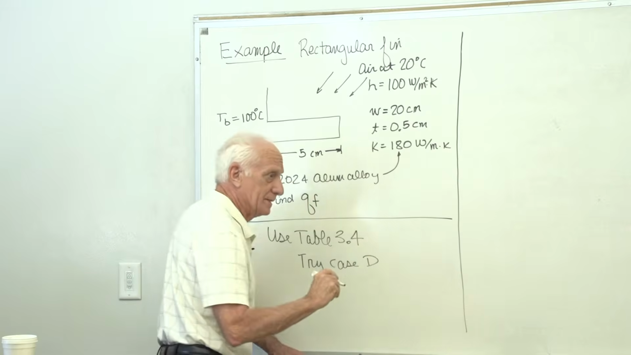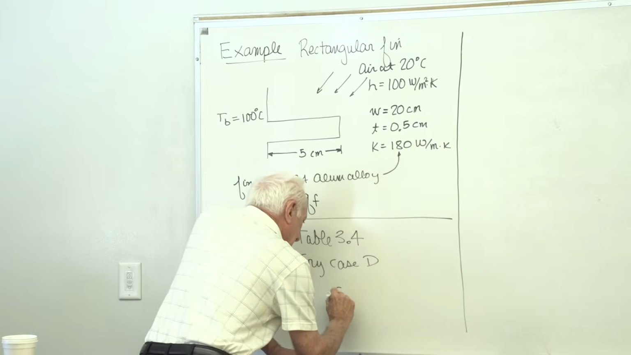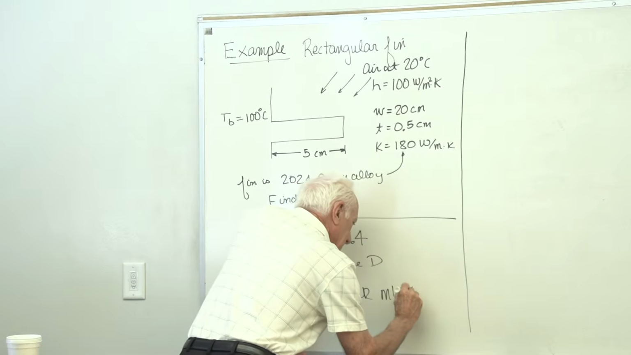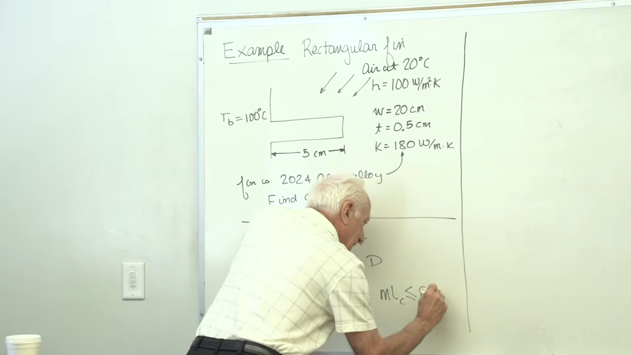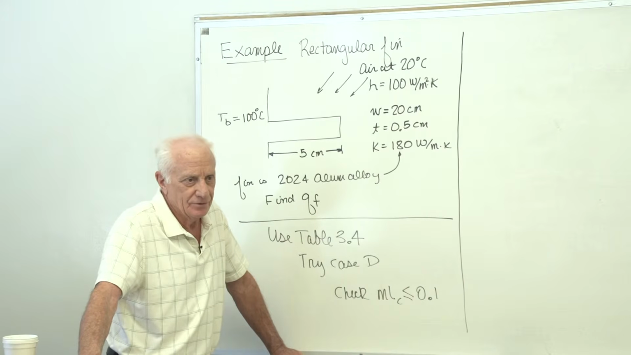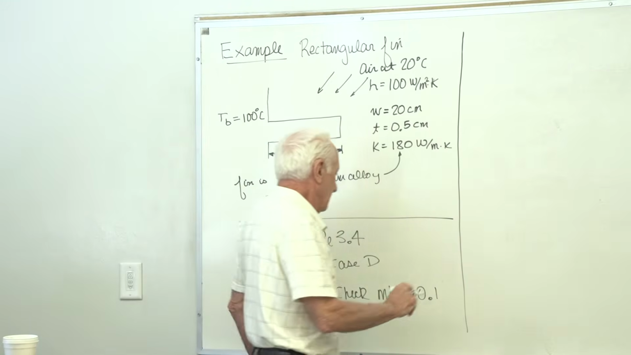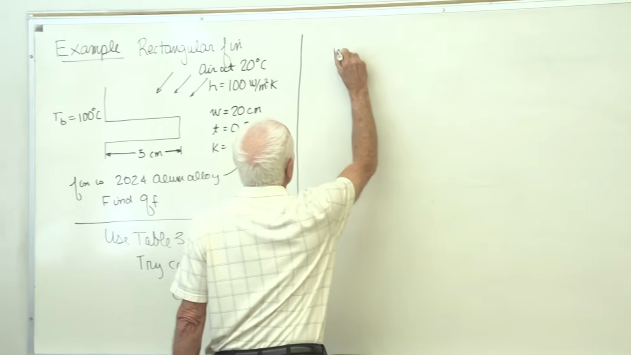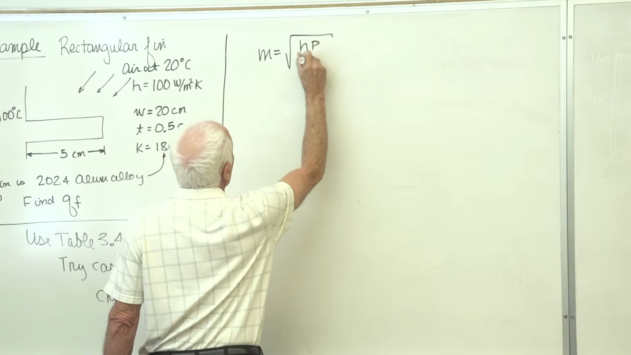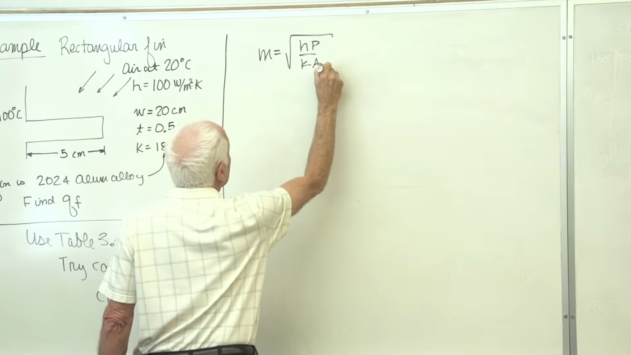When can you use case D? Check ML. Is it less than or equal to 1/10? If the answer is yes, use case D. If the answer is no, use case A. M equals the square root of hP over K A sub C.